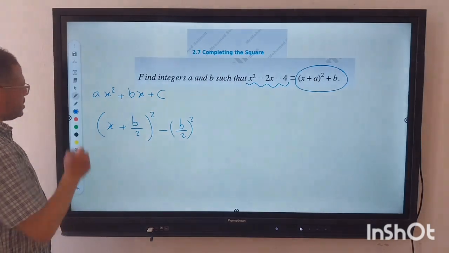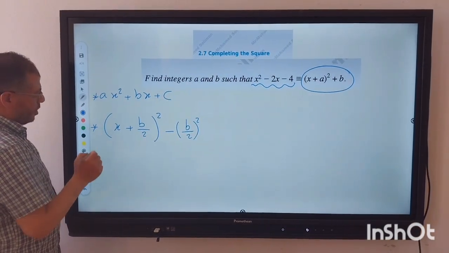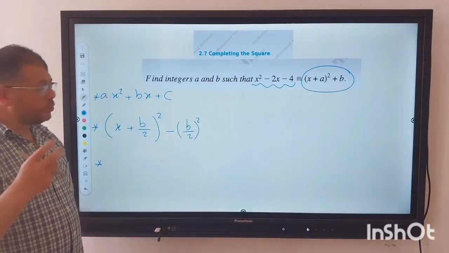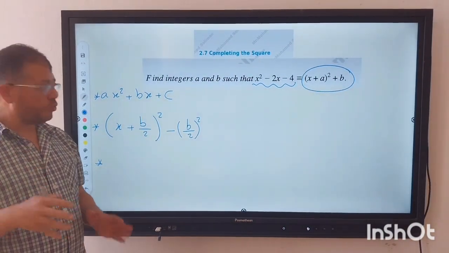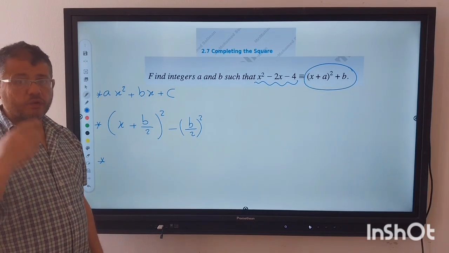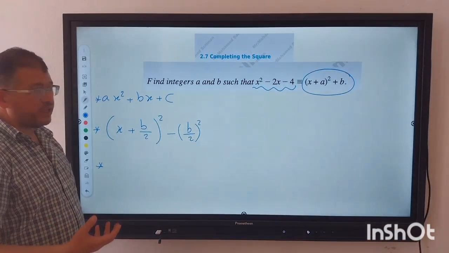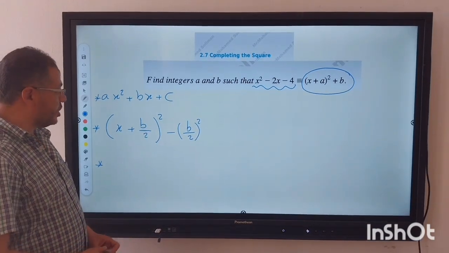Okay? The third step, I have to simplify. I want you to remember, I want you to understand. I don't want you to keep this in your mind, but I want you to understand what you will do with any quadratic equation to find the completing square.